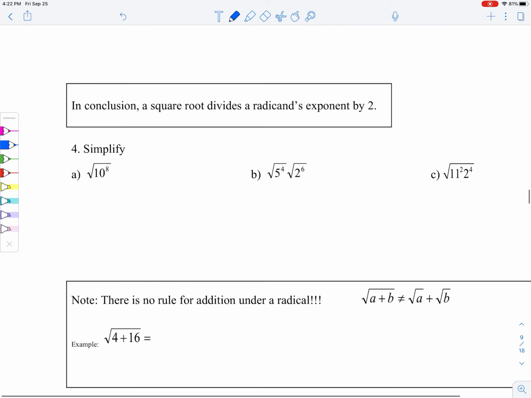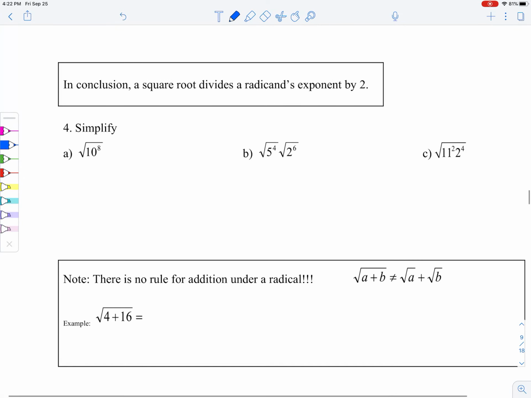Next page. In conclusion, a square root divides a radicand's exponent by 2. We read it on the page before. So if we're taking the square root of 10 to the 8, the base stays the same, the exponent is divided by 2, or 10 to the 4. And if you want to go straight to 10 to the 4, that's totally fine.